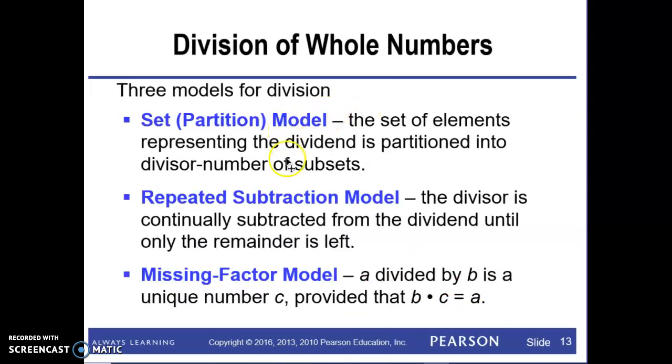All right, we have three models for division. So just like we have groups and things in groups, that's our two models that we have here. And the missing factor model could go with either one of those. So just like in subtraction, we had to be able to rearrange subtraction to be a missing addend model, we're going to be able to rearrange division to be a missing factor model.